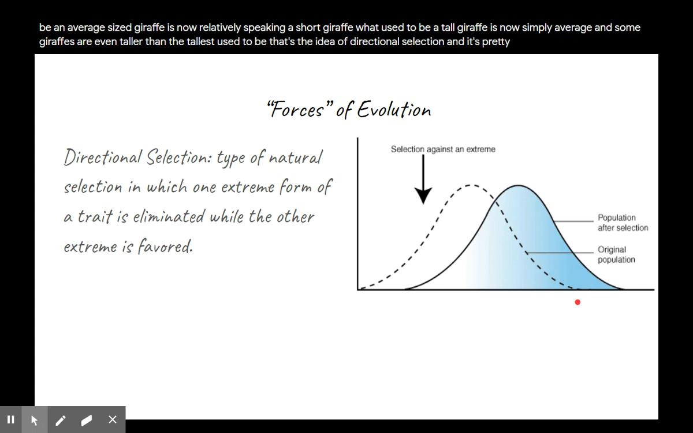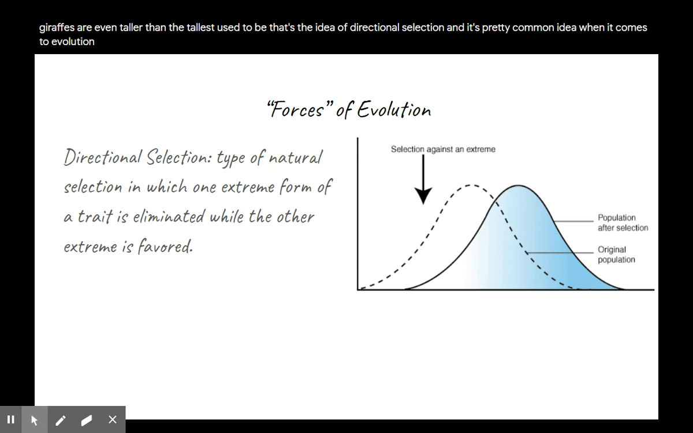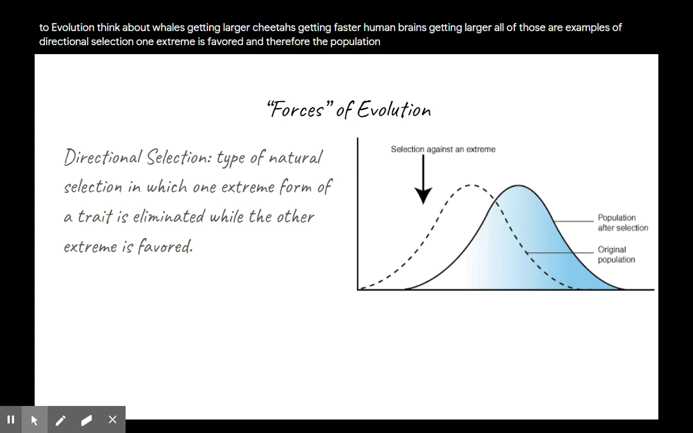And it's a pretty common idea when it comes to evolution. Think about whales getting larger, cheetahs getting faster, human brains getting larger. All of those are examples of directional selection. One extreme is favored, and therefore the population over the course of generations moves in that one direction.